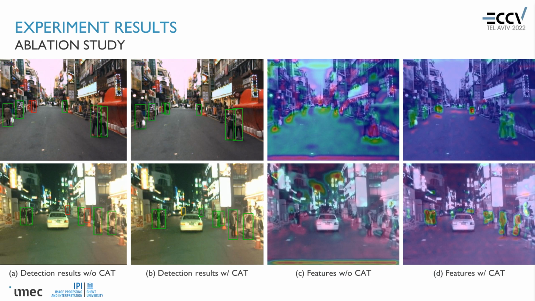So, after the quantitative results, we conduct some ablation studies to show the effectiveness of our method. We can see that in the D column, our model can pay attention to the pedestrians properly with our cross-modality attention transformer, and there are also more detection results when applying the cross-modality attention transformer.